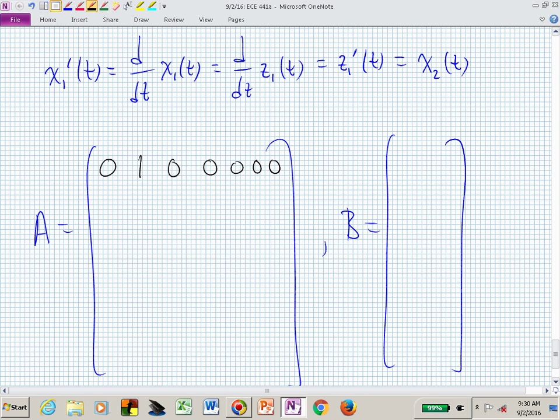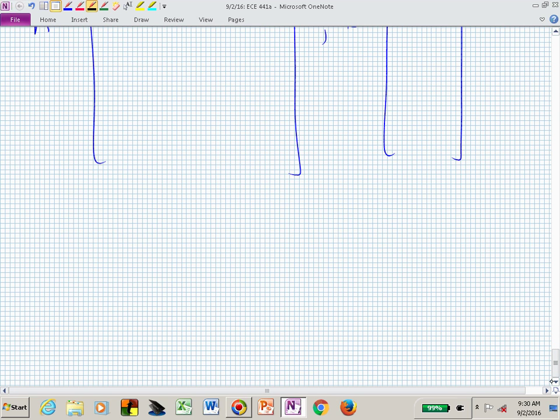What's the top row of B? What u's do we have in this expression? We don't have any. So B in the top row is 0, 0. More interesting structure now starts to enter in the second row of A, because the second row of A is supposed to give rise to the expression for x sub 2 prime. X sub 2 prime is the acceleration of mass 1.